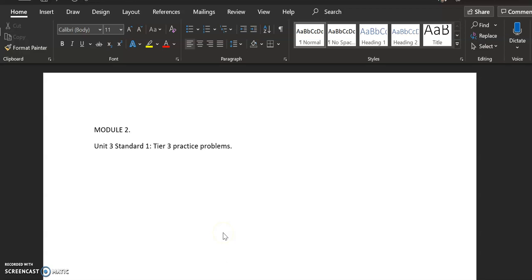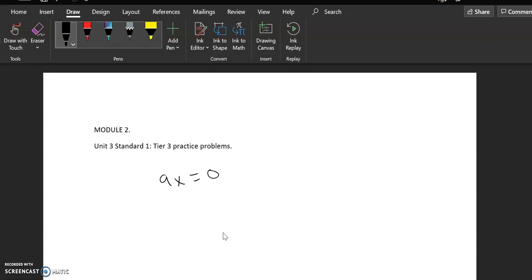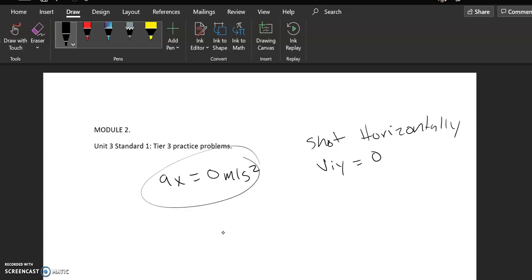So, just a reminder, acceleration in the x will always equal 0 meters per second squared. And this is only the case if it's shot horizontally, then the initial velocity in the y direction will be 0. Okay, so these are your main two things that you have.